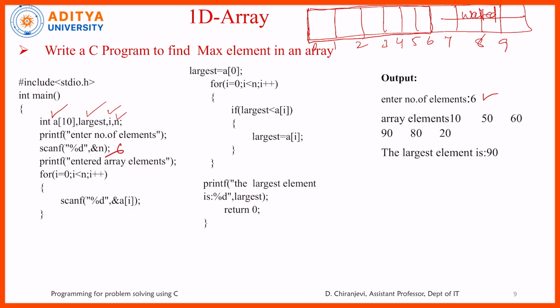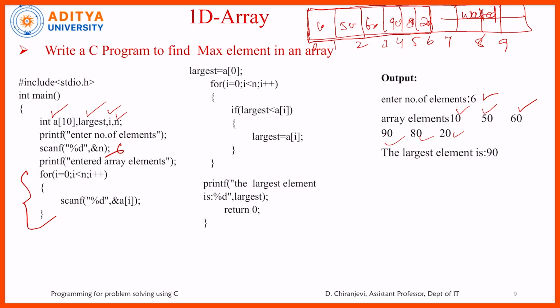After that, because you need to read multiple elements from the user, the user runs a for loop with scanf inside it, from index 0 to index 5. So all the elements will be read from the user. The user entered 10, 50, 60, 90, 80, 20, and these will be stored in memory. So this is the loop by which the elements are directly stored in memory.